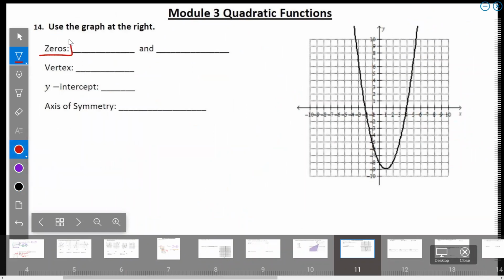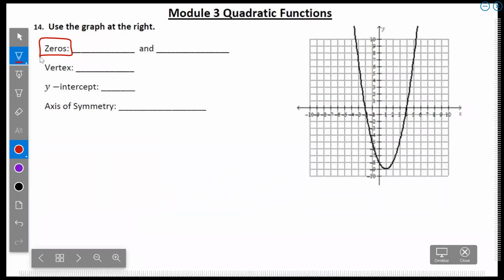Number 14, first thing I'm going to look for is my zeros. Where do I look on the graph for zeros? Give me synonyms. X-intercepts. What's another synonym? Solutions, roots. Zeros, x-intercepts, roots, solutions. So I'm looking for where it crosses the x-axis. So right here and right here. The one on the left, where's that at? -2. So x equals -2. And x equals what? 4.